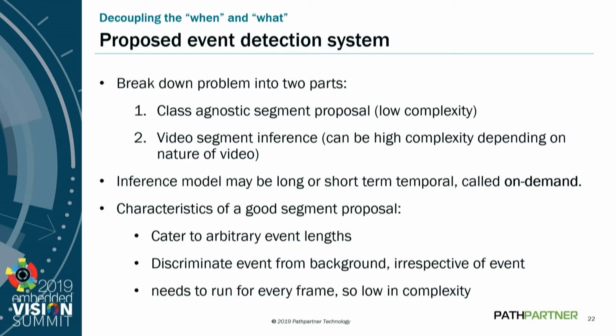And the characteristics of a good segment proposal, in my view, is that it needs to cater to arbitrary event lengths and discriminate event from background, because we're talking about class agnostic event detection. So essentially, we're splitting the problem into two parts. The event detection part involves distinguishing between different events and the background. We're just using a segment proposal to distinguish between background and event irrespective of what the event is, and using the inference model to say what exactly the event is. So the segment proposal just distinguishes between the background and any event. It doesn't care about what event it is. So that allowed us to actually reduce the complexity quite a bit.